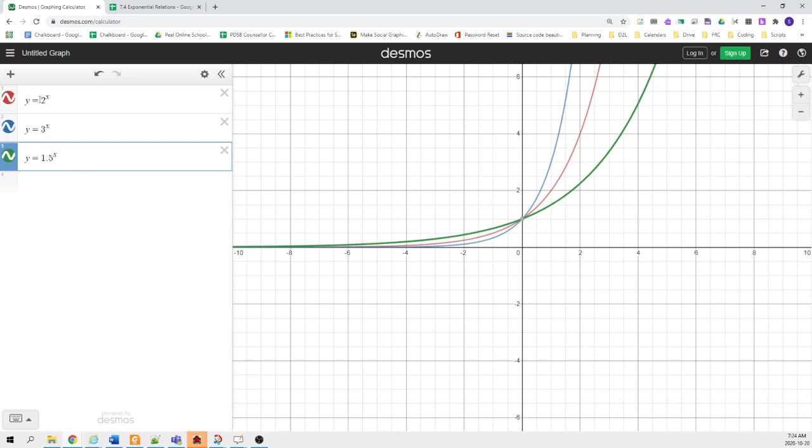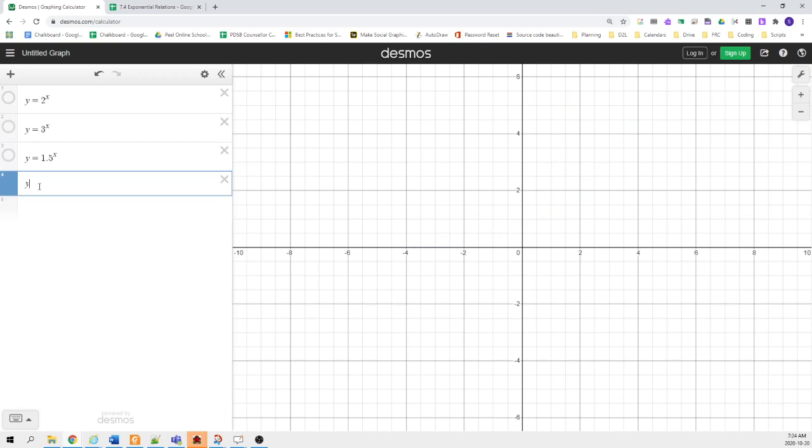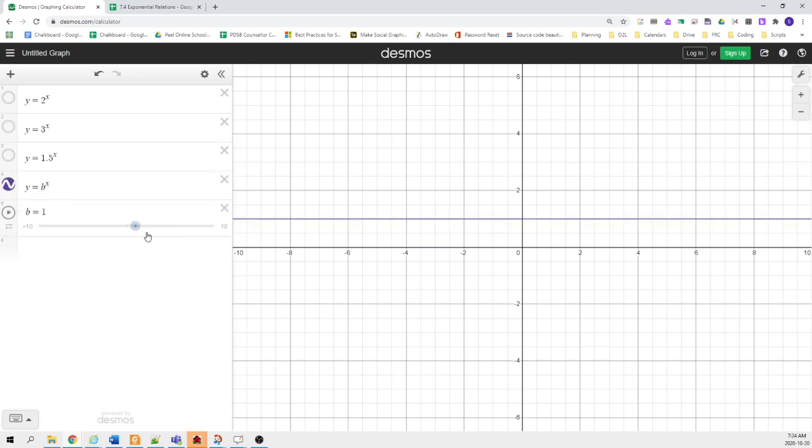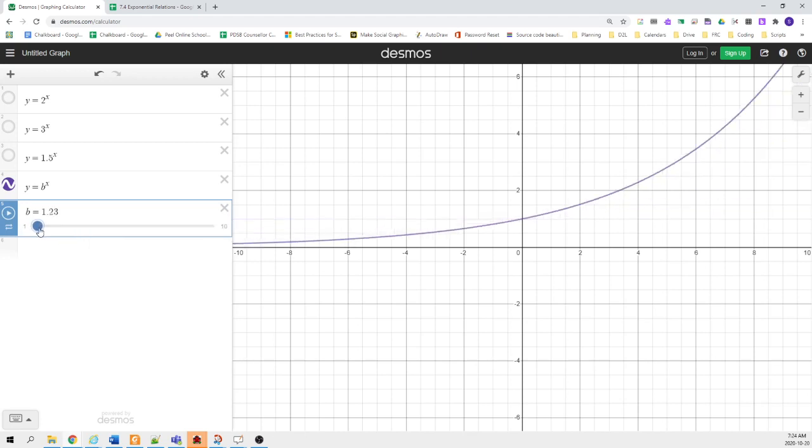So what happens when we change the base? I'm going to make that a variable, and then I can change it. I'm going to change it from 1 to 10. What's happening as I increase b?